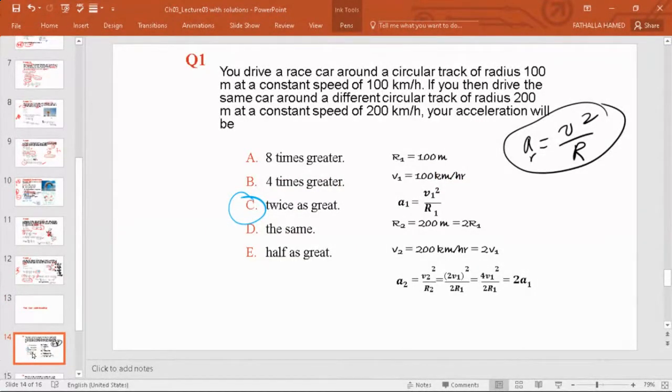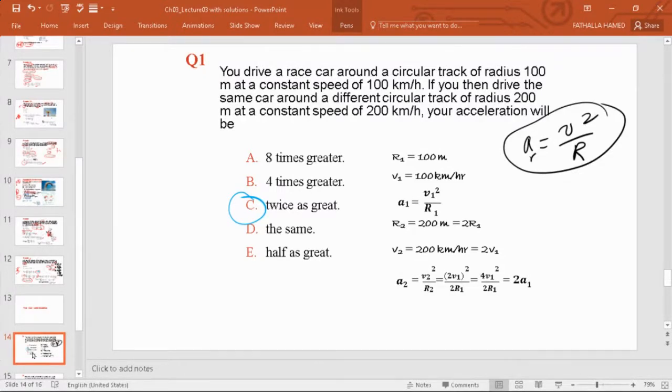We'll try to deal with some questions here. Okay, the first question: you drive a race car around a circular track of radius 100 meters at a constant speed of 100 kilometers per hour. If you then drive the same car around a different circular track of radius 200 meters at a constant speed of 200 kilometers per hour, your acceleration will be... And they give you these options. Either it is 8 times, 4 times, twice, the same, half, as great.